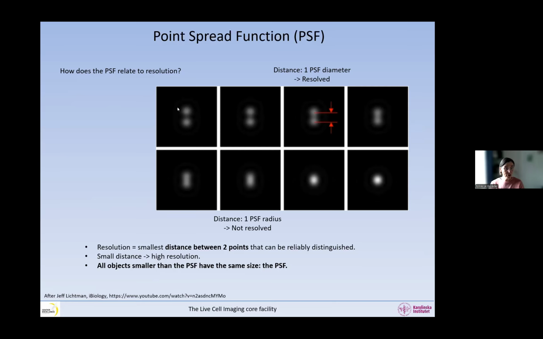So as long as the object is smaller than the point spread function, it will be represented by the same point spread function. This is the minimum that the objective that we have with that wavelength can represent, even if the object is much smaller. So objects that are smaller than the point spread function look like they all have the same size, the size of the point spread function. Therefore, the smallest distance that we can resolve between two dots is the radius of the point spread function.